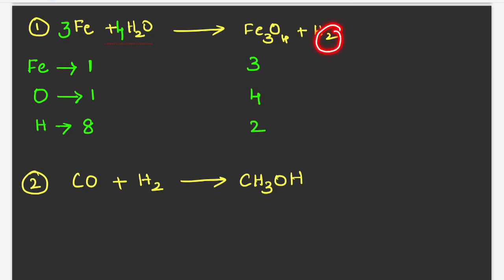See here, there are 2 hydrogen atoms. So again, it is not balanced. We have to balance. So if I write here 4, see, if I multiply this number with 4, what will you get? You will get 8. So therefore, I have to multiply with 4. So where I have to write this 4 is, I have to write here.